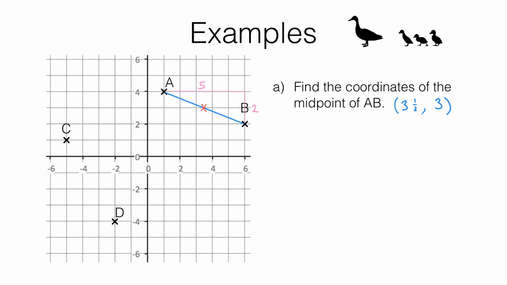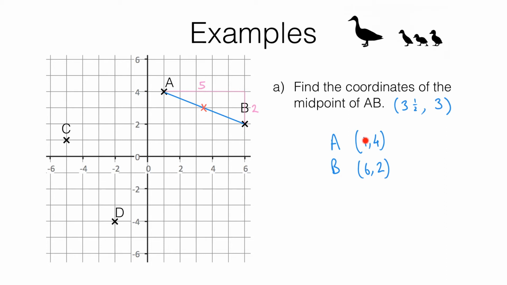Before we move on, I'm going to show you how you could do this same question without using this diagram at all. Imagine we were only given the coordinates of A and B. So suppose we are given that A is (1, 4) and B is (6, 2). We can use this to very quickly find the midpoint of A and B. What we're looking for is a point where the x-coordinate is halfway between the x-coordinate of A and the x-coordinate of B, and that has a y-coordinate that's halfway between the y-coordinate of A and the y-coordinate of B.